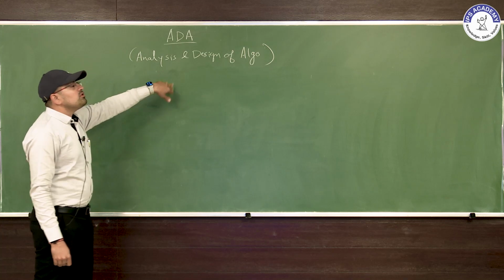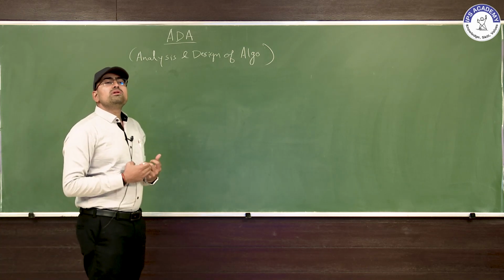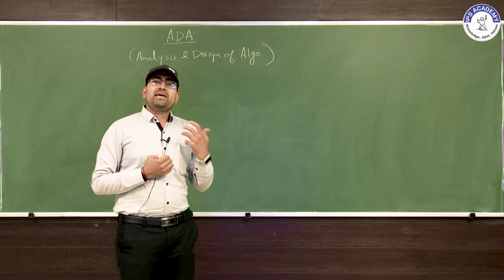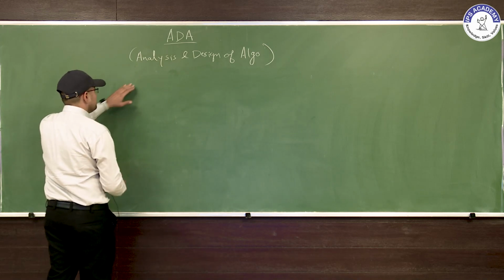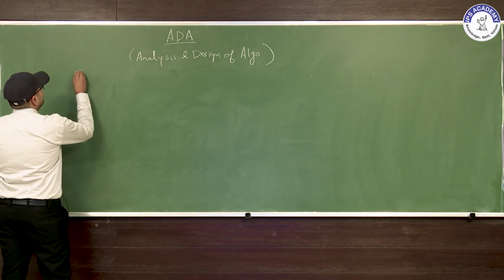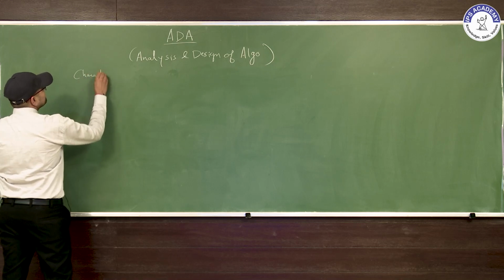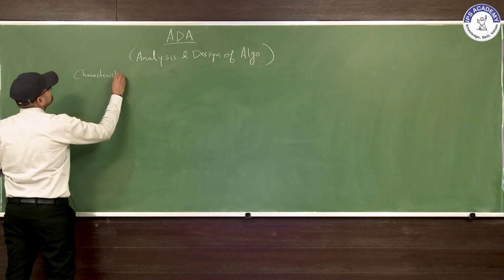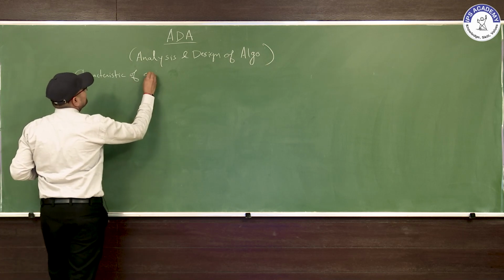Now if we talk about the algorithm, then a good algorithm must possess some characteristics. And which are these characteristics we are going to discuss. Now the characteristics of an algorithm.